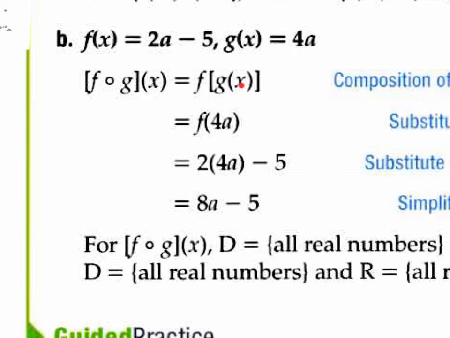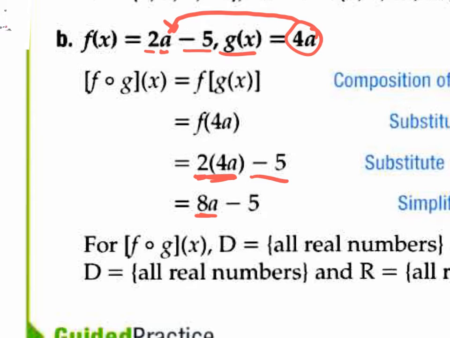So what do they want you to do? They want you to plug g of x into your f of x function. Their g of x is 4a, and you plug it into your f of x function. So you're going to end up with 2 times 4a and then minus 5. And that's exactly what it says here. 2 times 4a, that is 8a, and bring down the minus 5, and you're done.